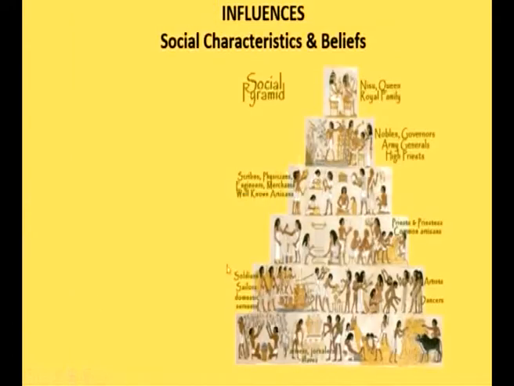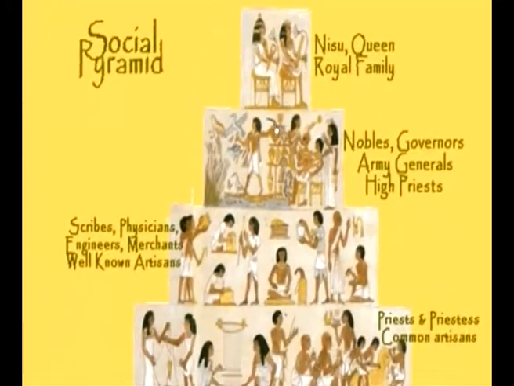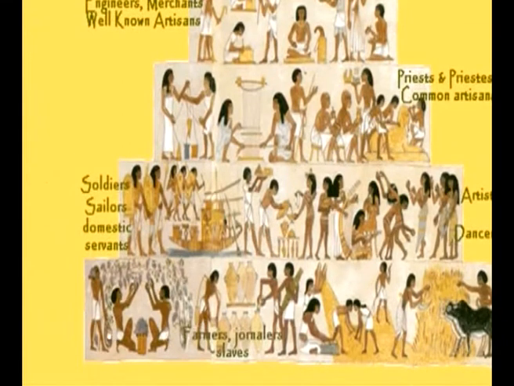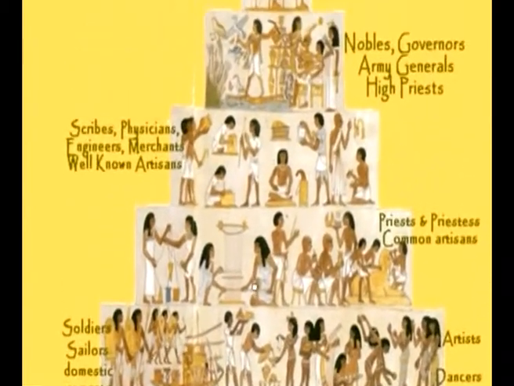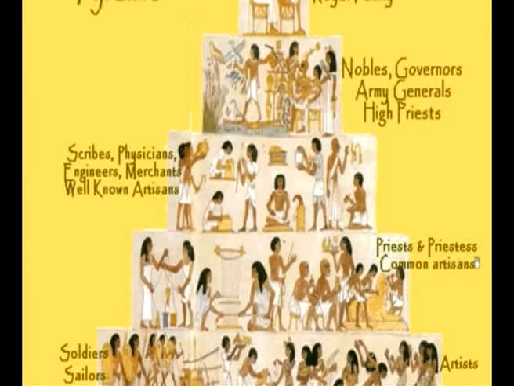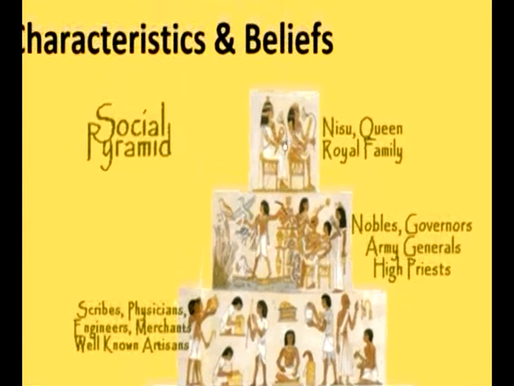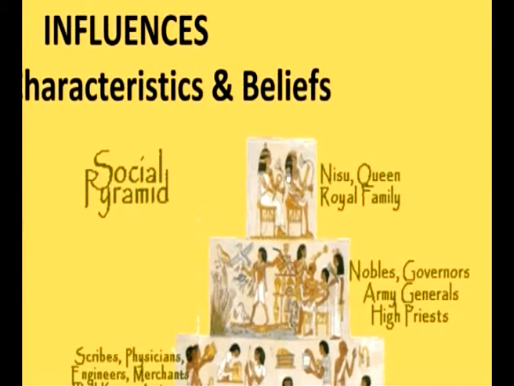As you could see, this is the social pyramid of Egypt. At the bottom are the slaves, above are the artists, dancers, soldiers, sailors and domestic servants. Above you could see the priests and priestesses, and above are the physicians, engineers, merchants and well-known artisans. Above are the nobles, governors, army generals and high priests who played a major role in Egyptian culture. At the top are the pharaohs or Nisu, the queen and the royal family.